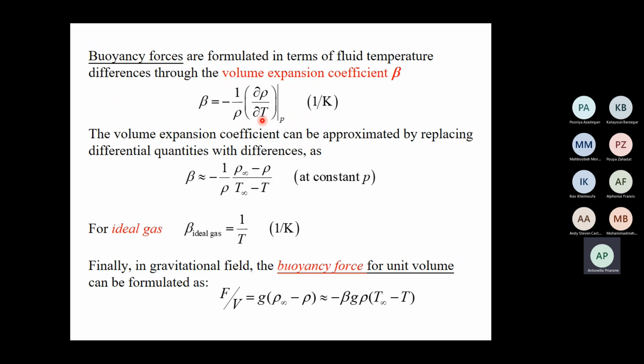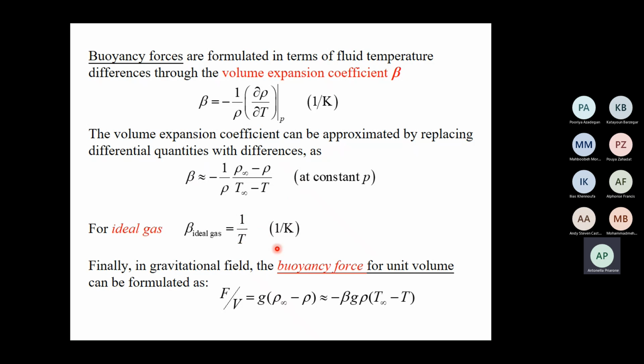I can simplify, rearrange, approximate the beta coefficient in this way. Convert the derivative into a ratio between differences. In particular, I can write minus 1 divided by the density, rho infinity minus rho, divided by T infinity minus T, evaluated at constant pressure. For ideal gases, this expression becomes 1 over the temperature in Kelvin.